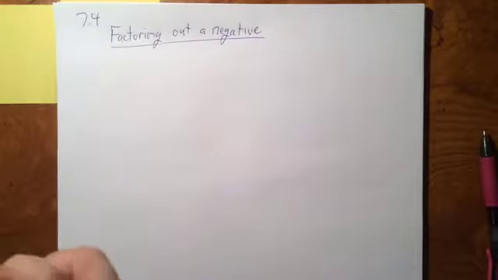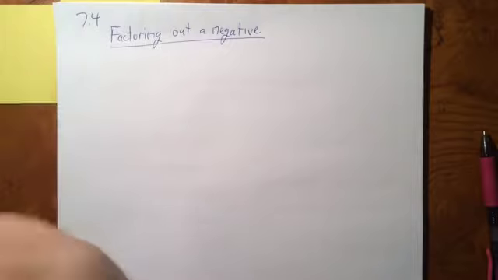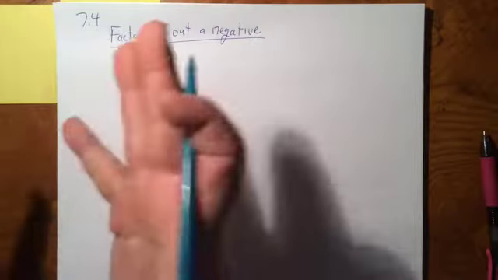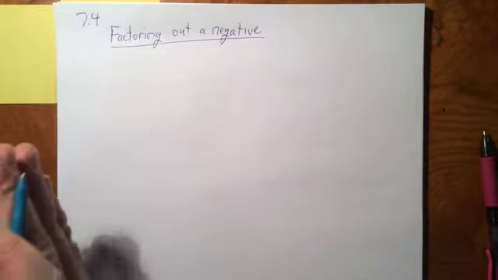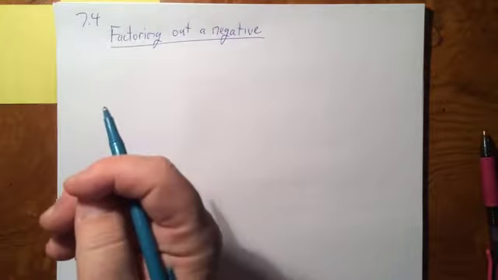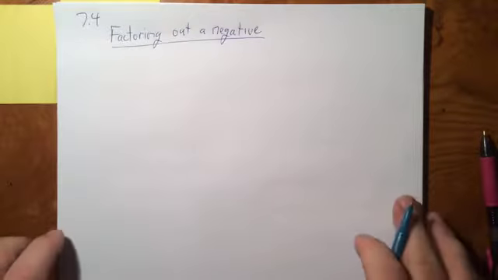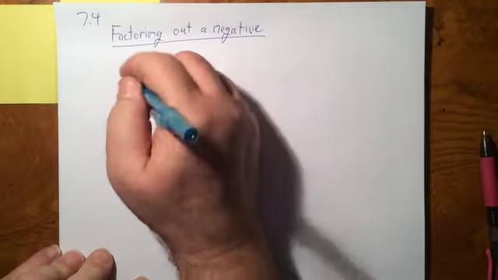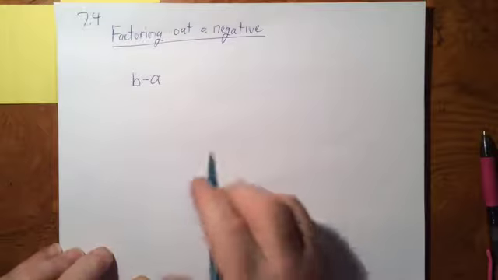If you've taken the time to look at the review section of 6.1, we talk about factoring out a negative when the first term of a binomial or a trinomial is a negative, in which case we are required to do so. Sometimes it can help a great deal to factor out a negative when there is not necessarily a negative in the first term. So let's take a look at something like this. We'll take a look at an expression like b minus a.